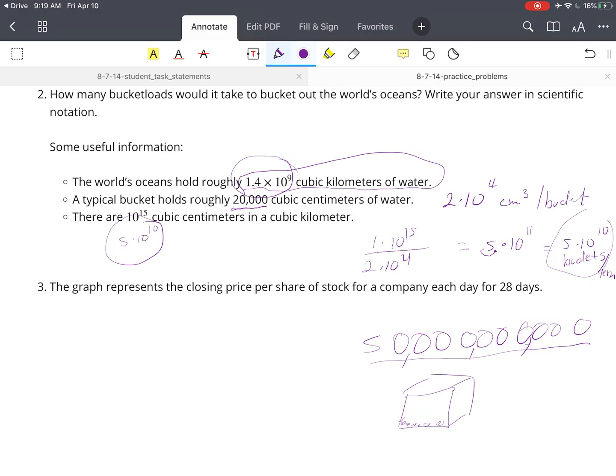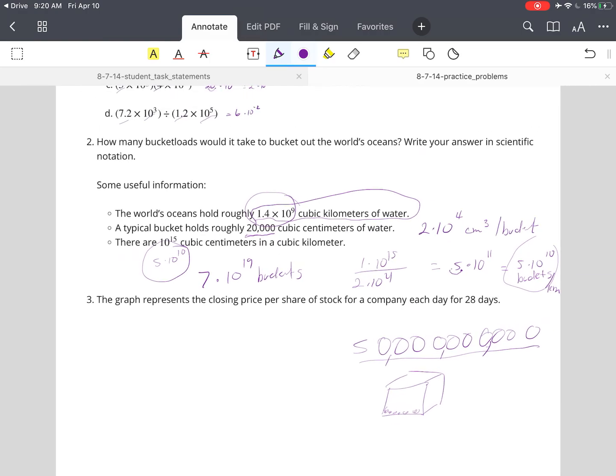5 times 1.4 is 7. And then it's 10 to the 10th times 10 to the 9th. That's 10 to the 19th buckets. That's a 7 followed by 19 zeros. That's a lot of buckets.